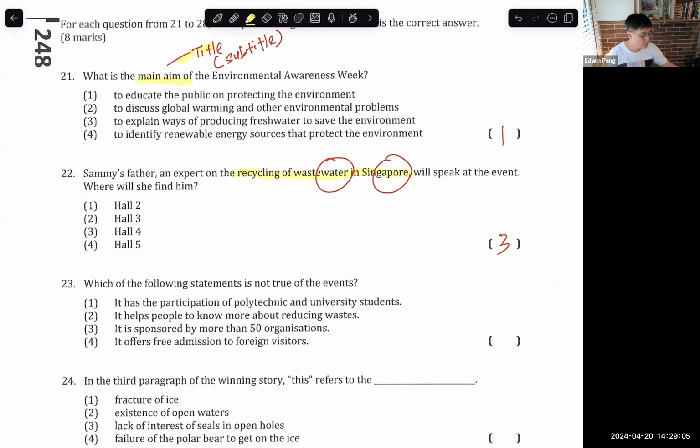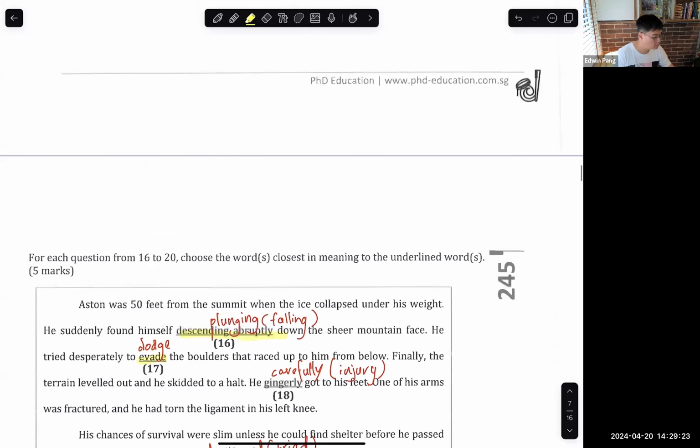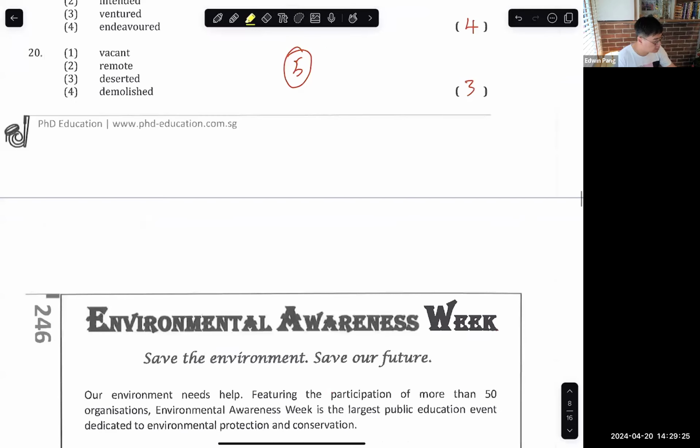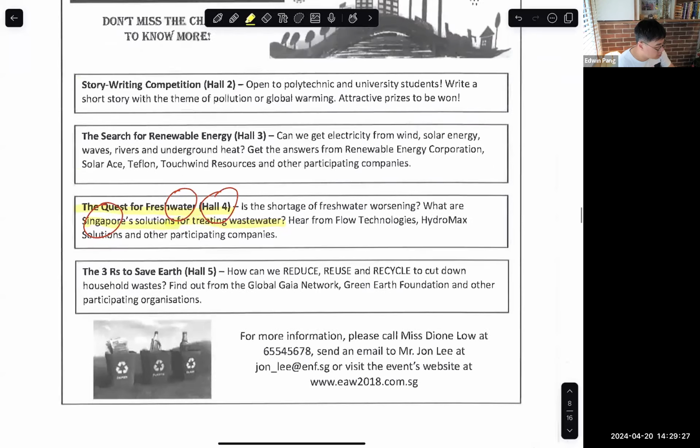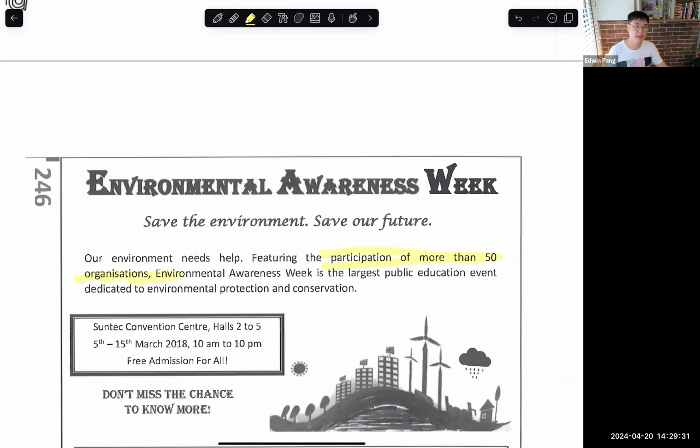So next one, which of the following statements is not true about the event? I'm just going to cut to the chase and explain to you what the answer is, and I won't eliminate options lah, because I have no time. So it's sponsored by 50 organizations. Where do I find this? Again, don't worry, I will come back to this. I find this here, right at the bottom here. Participation of more than 50 organizations. So this one is my source.